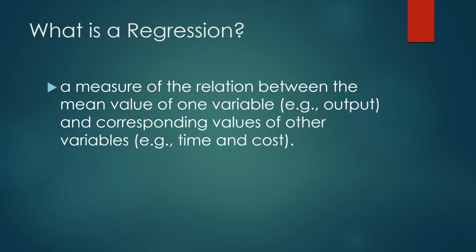So what is a regression? A regression is a measure of the relationship between the mean value of one variable and corresponding values of the other variables. We usually refer to these as the dependent variable and independent variables.